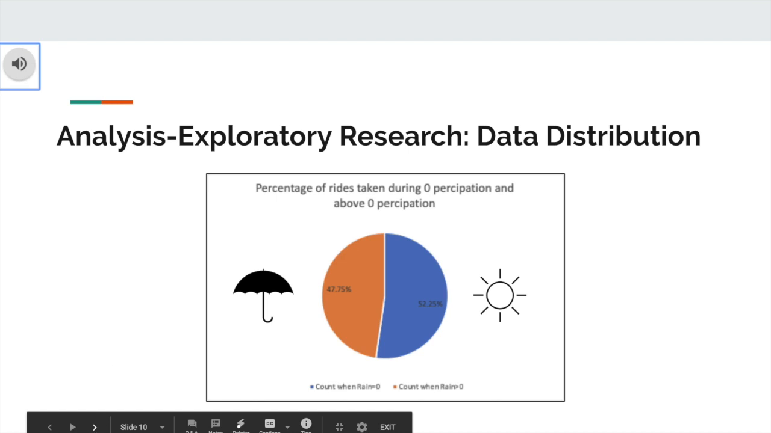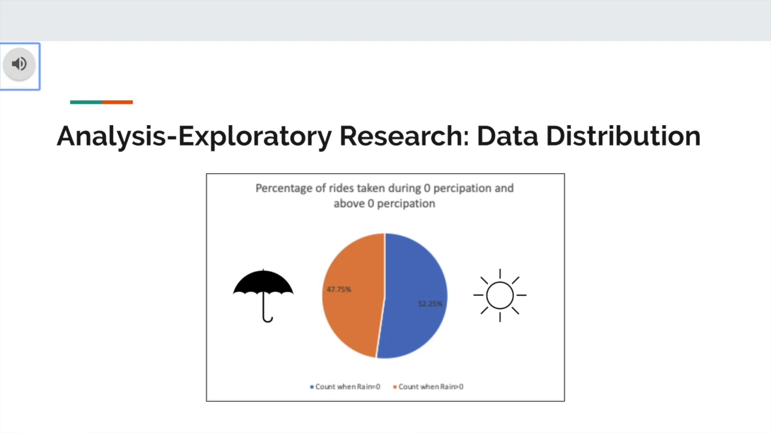Next, we wanted to look at the times Ubers and Lyfts were called on rainy days as compared to days with no rain. We hypothesized that days with rain would have more calls, but what we found is that it was equally distributed with a slight edge to days with no rain.